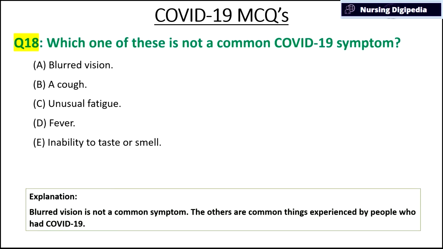Question 18. Which one of these is not a common COVID-19 symptom? A. Blurred vision, B. A cough, C. Unusual fatigue, D. Fever, E. Inability to taste or smell. And the answer is A. Blurred vision is not a common symptom. The others are common things experienced by people who had COVID-19.